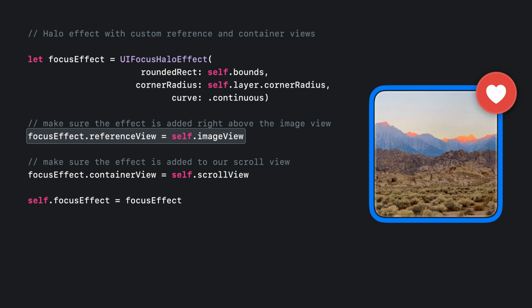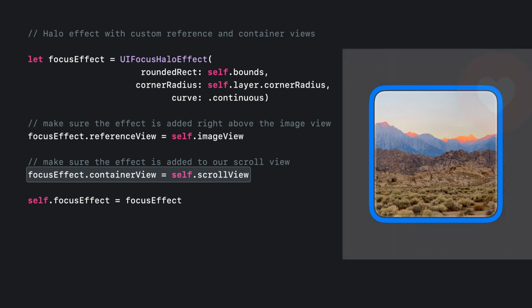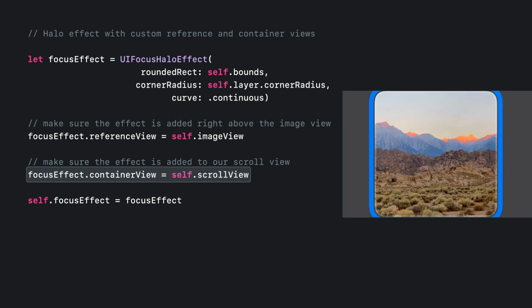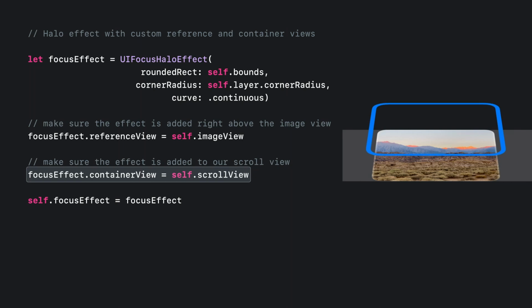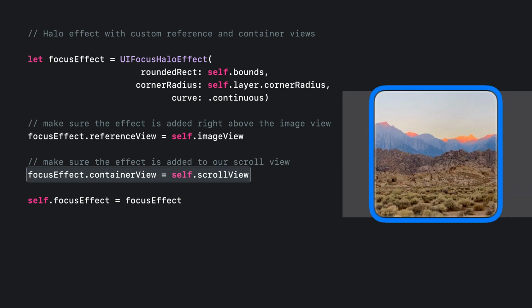You can also specify a container view which defines the super view of the halo effect. This is useful if the direct super view of the focused item is clipping its content. Both of these are optional, and you should only provide them if the inferred appearance isn't what you expect.